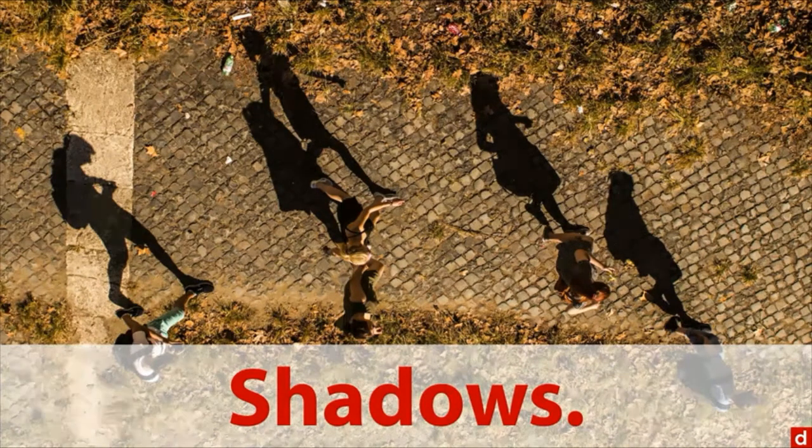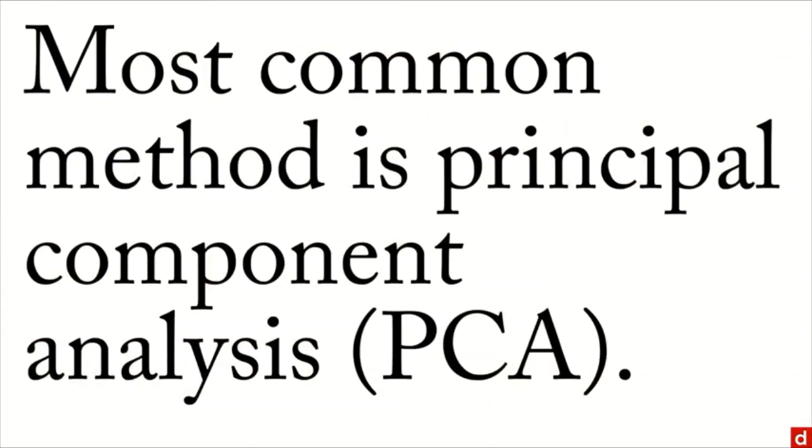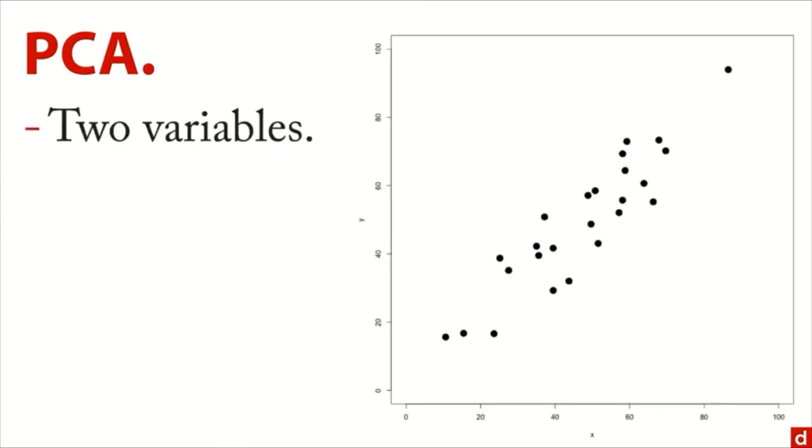If you want to do this with data, the most common method is called principal component analysis, or PCA. And let me give you an example of the steps metaphorically in PCA. You begin with two variables. And so here's a scatter plot. We've got X across the bottom, Y up the side, and this is just artificial data. And you can see that there's a strong linear association between these two.